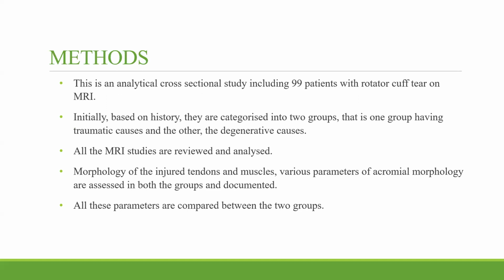This is an analytical cross-sectional study including 99 patients with rotator cuff tears on MRI. Initially, based on the history, they are categorized into two groups. That is, one group having a history of trauma and the other having no history of trauma. All the MRI studies are reviewed and analyzed. Morphology of the injured tendons and muscles, and various parameters of acromial morphology are assessed in both the groups and documented. All these parameters are compared between the two groups.